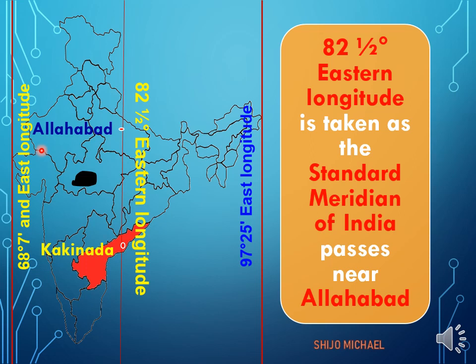But in both the places, the clock shows the same time. Why? Because the middlemost longitude of India, that is 82.5 degree east longitude, is considered as the Indian Standard Time. That time is followed by all the states in India. That is why the time difference is not shown between these two states.